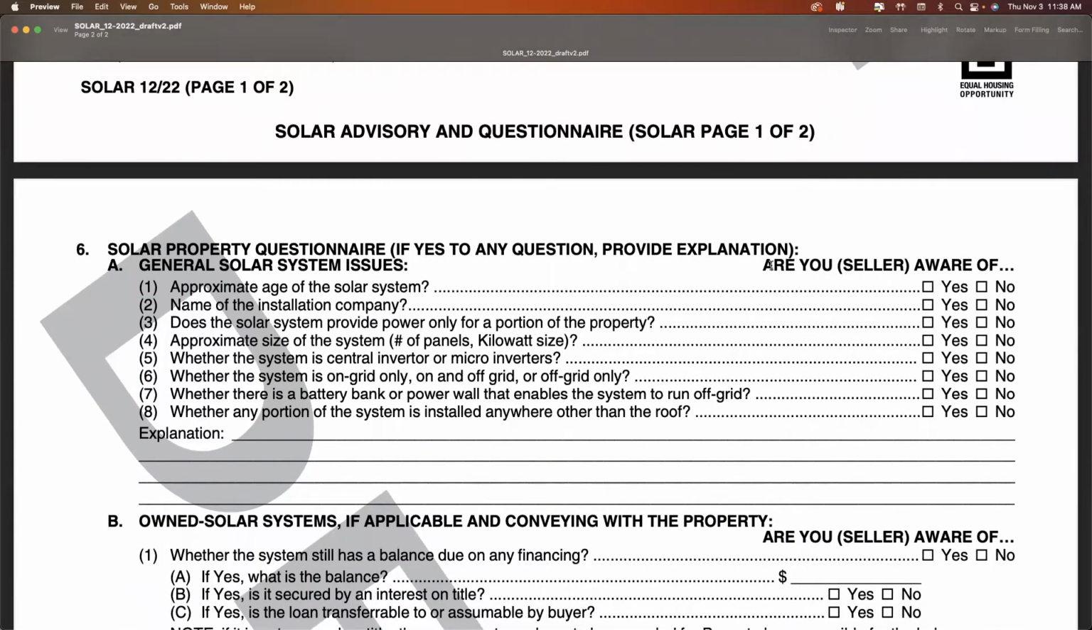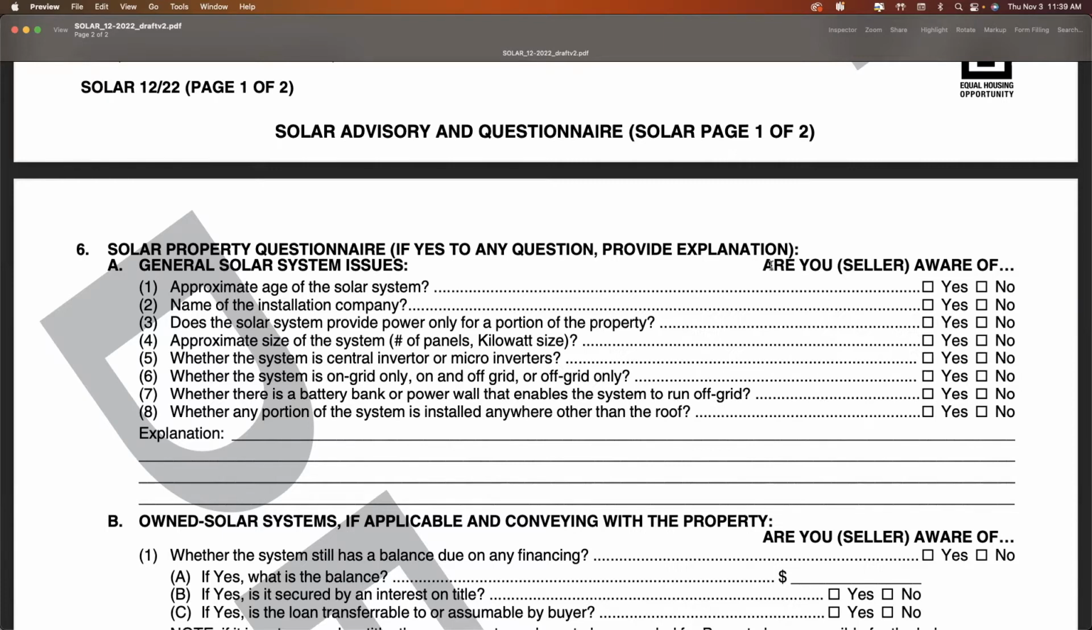Just like the SPQ, just like the TDS, the question is, are you the seller aware of? Right? That's it. Are you the seller aware of? If you're not aware of it, then guess what the answer is? No. If you are aware of it, then the answer is yes, and you've got to explain what that yes is. The approximate age of the solar system. Are you aware of the approximate age? Yes, I am, so I'm going to put it in. Are you aware of the name of the installation company? Yes, I am, so I'm going to give you the name.